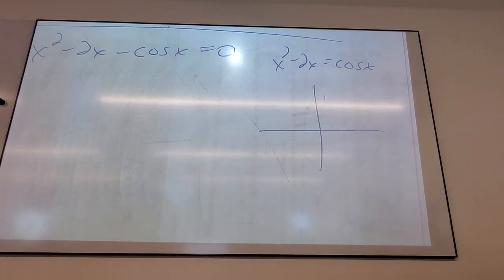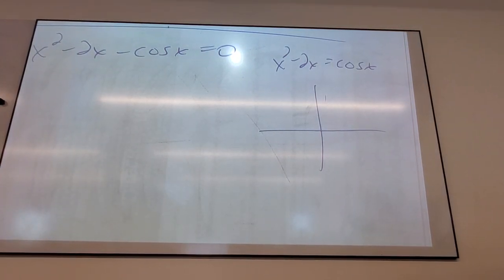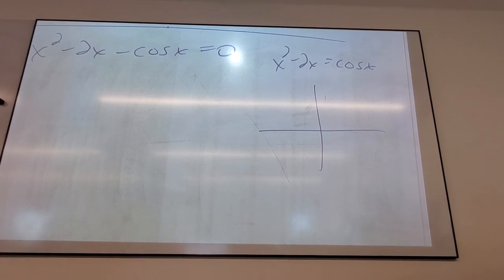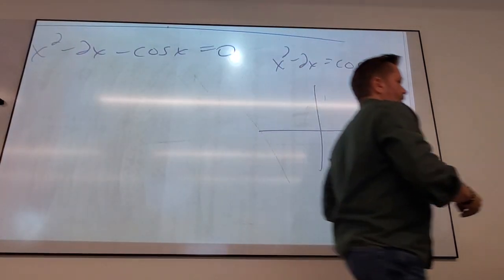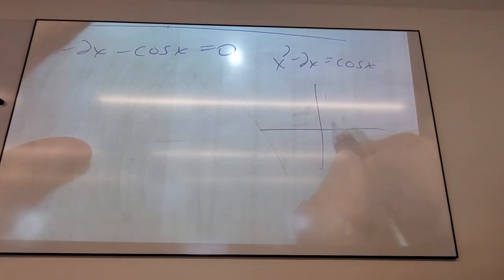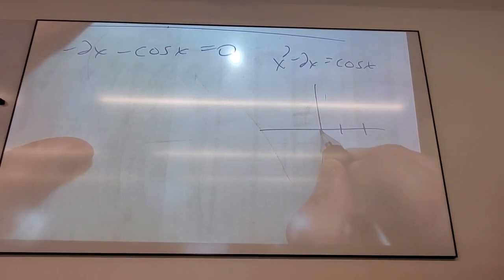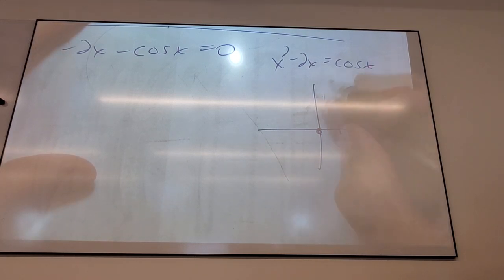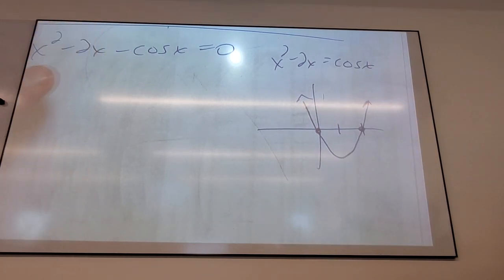Intercepts are, x-intercepts are 0 and 2. You guys see that? Because you can factor it: x times x minus 2. And it opens up. That's basically all I know. All I need to know for a rough sketch, yes? Okay. So I know it goes through 0 and 2. I know it opens up. Okay, that's a wonderful rough sketch.